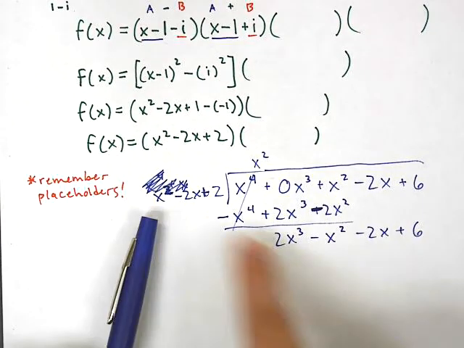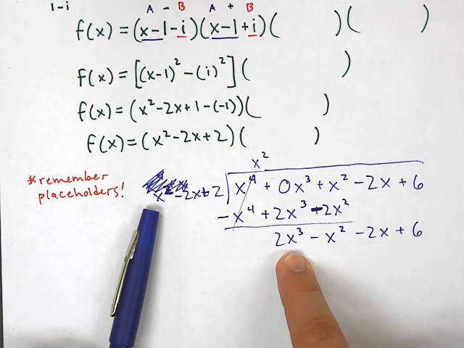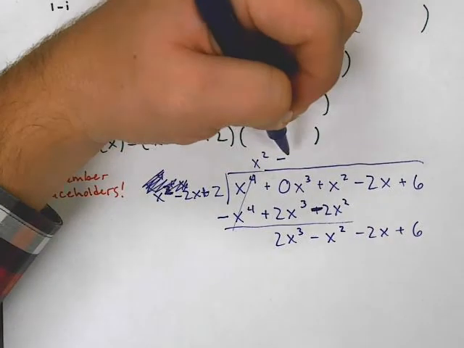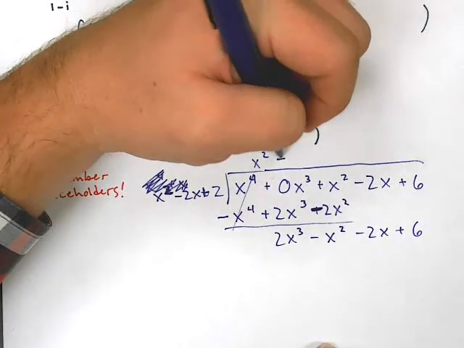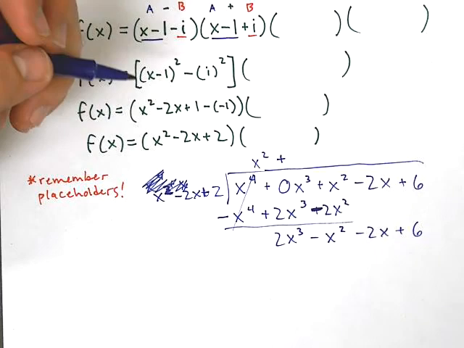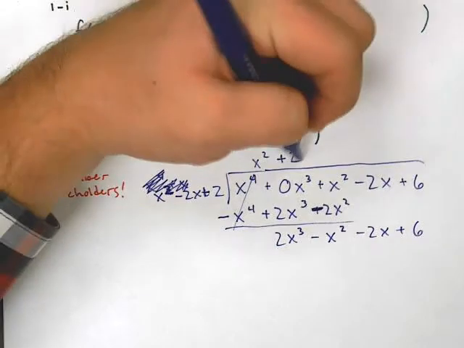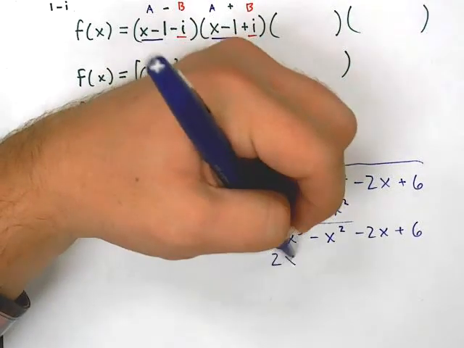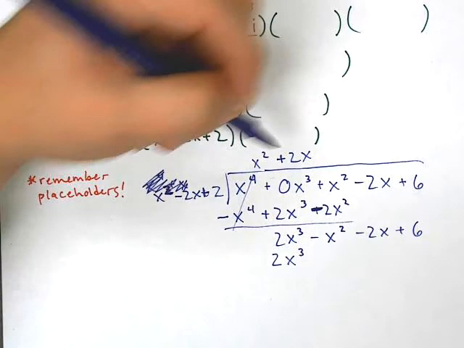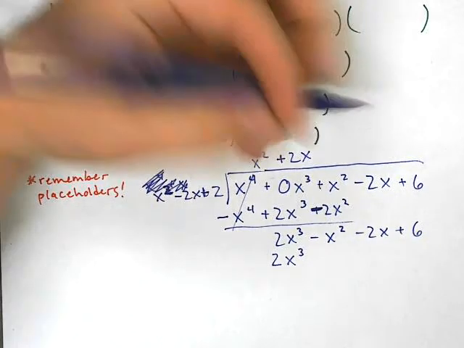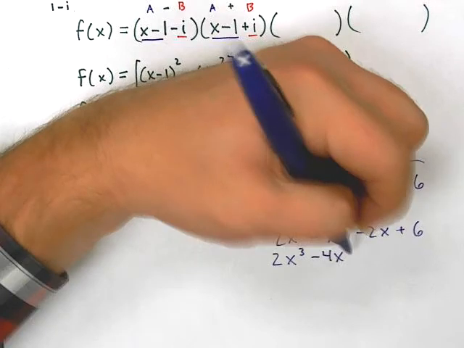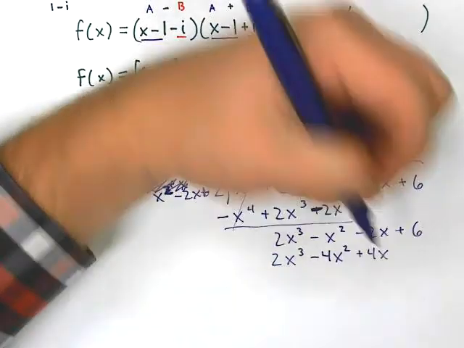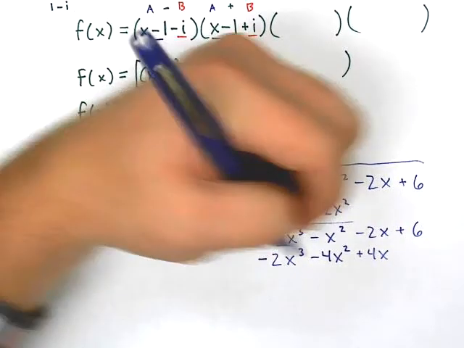How do I get from x squared to 2x cubed? I multiply by positive 2x. All right, 2x times x squared is 2x cubed. Good. So now 2x cubed, then 2x times negative 2x is negative 4x squared, so minus 4x squared. 2x times positive 2 is positive 4x. And again, we change our signs.